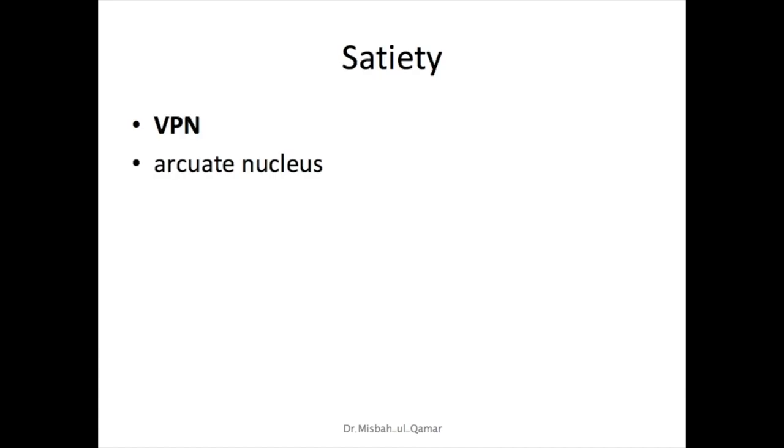Here, I wouldn't skip the mention of satiety. It is the state of being fed to or beyond capacity. A satiety center is located in the ventromedial nucleus of the hypothalamus, and it inhibits appetite even in the presence of food. Also, the arcuate nucleus has various neurons which project onto the satiety center.